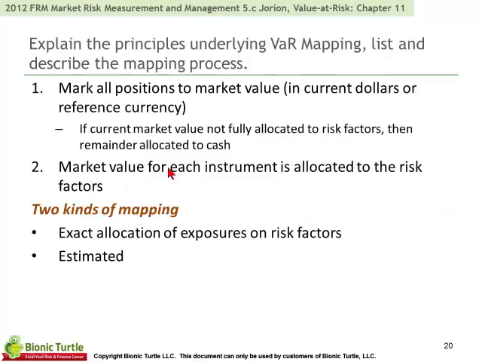So the basic generic steps are: 1, mark all positions to market value, and 2, the market value for each instrument is allocated to the risk factors. According to Jorion, there are two types of mapping: exact allocation of exposures on risk factors, or, if not exact, estimated.